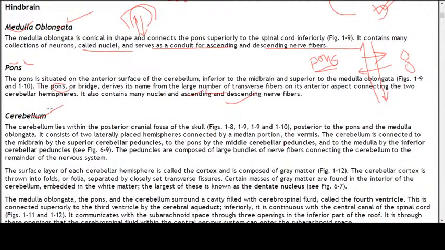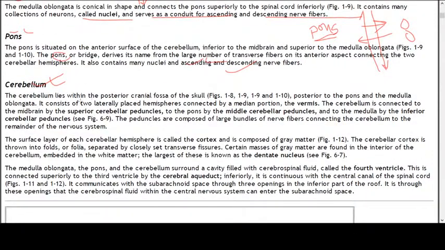Cerebellum, the most important, the little brain. The cerebellum lies within the posterior part of the cranial fossa of the skull, posterior to the pons and medulla oblongata. It consists of two laterally placed hemispheres connected by median portions, connected by the vermis.